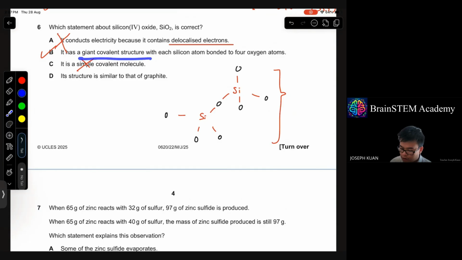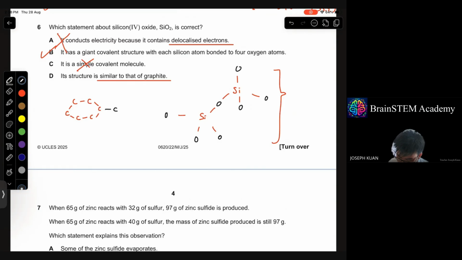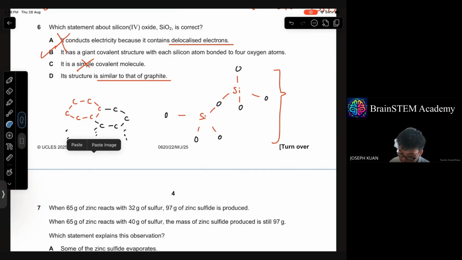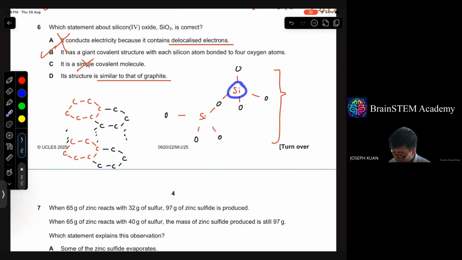It is a giant covalent structure with each silicon atom bonded to 4 oxygen atoms. Its structure is not similar to graphite because graphite has a hexagonal structure, having multiple layers of hexagonal structures that are bonded to each other via weak intermolecular forces. Whereas our silicon(IV) oxide has a tetrahedral structure, at least around the silicon atoms, right? This tetrahedral structure.